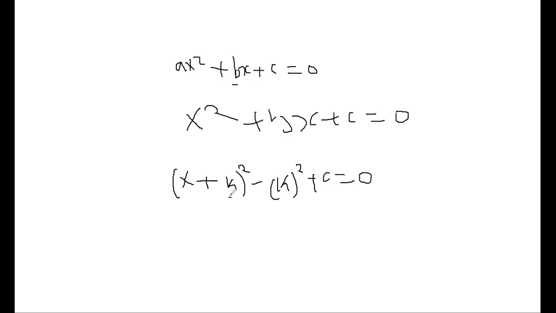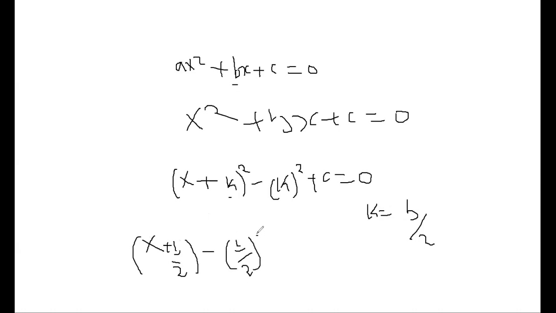What if we replace k with b over 2? k will be equal to b over 2. In that case, this equation will be x plus b over 2, squared, minus b over 2, squared, plus c is equal to 0. And by that, you can solve the equation. You have completed the square method.